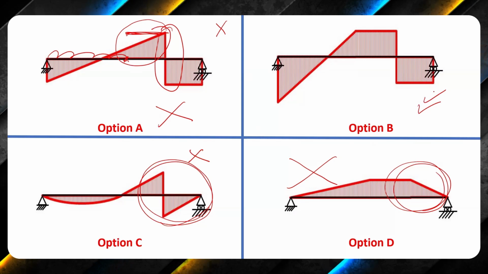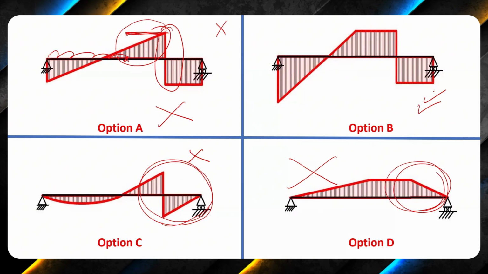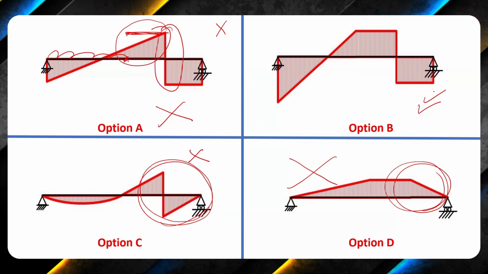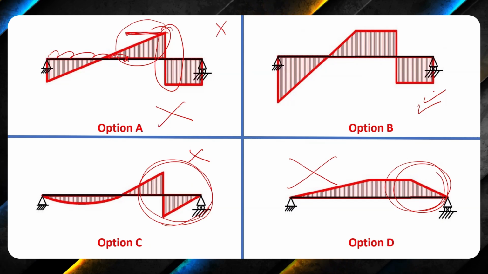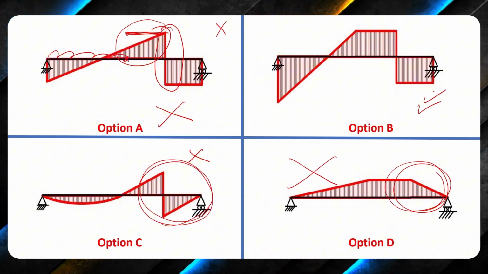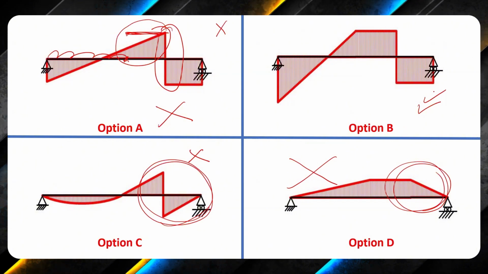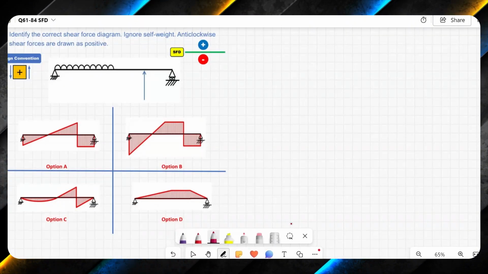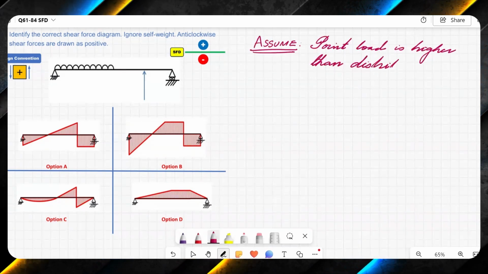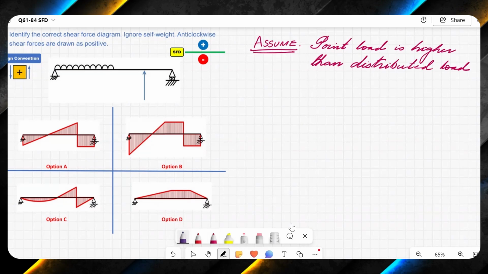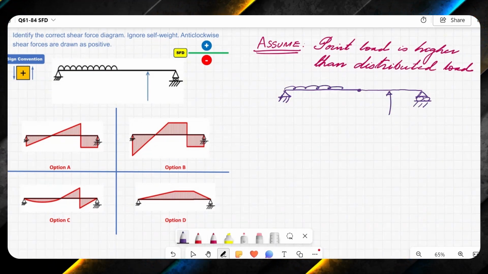By process of elimination, you saw that I was able to find out the correct option. But if you didn't have that luxury of having options, then you can assume some values and carry out some very simple calculations to come up with the answer. That's what I'm going to do next. First, I'm going to take some assumptions. Assuming that the point load is higher than the distributed load, the point load is applied here.